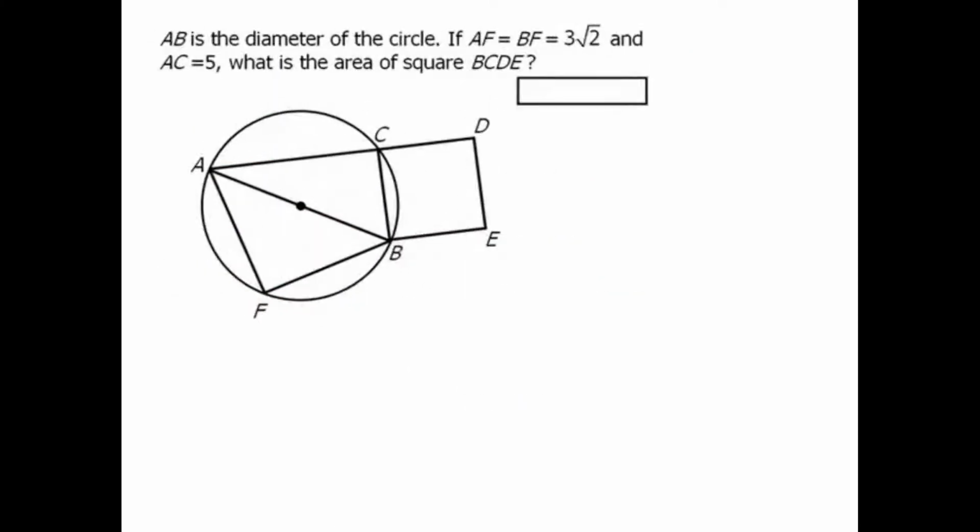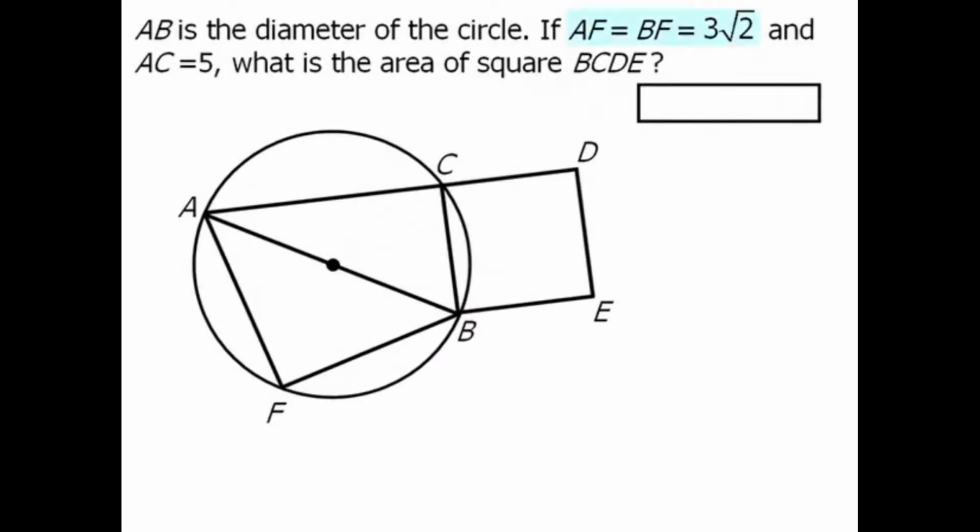Okay, let's begin by adding the given information to our diagram. We are told that AF and BF both have length 3 root 2, so we can add that here. And we're told that AC has length 5, so we can add that. Now we're also told that AB is the diameter of the circle.